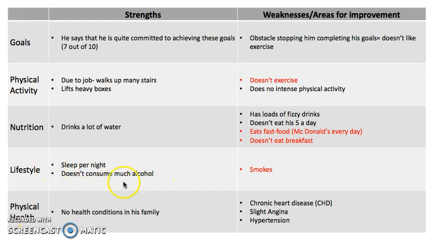Another strength is that he doesn't consume much alcohol. Again, this is really good, as alcohol is additional calories. It's not good for you. And it's good that he doesn't drink alcohol, as if he did drink it, it would be affecting his health. So that's definitely a definite strength. And then another strength is the physical health, is that he's got no health conditions in the family, which is definitely a good thing, as he's not quite as vulnerable to developing certain diseases and health risks.